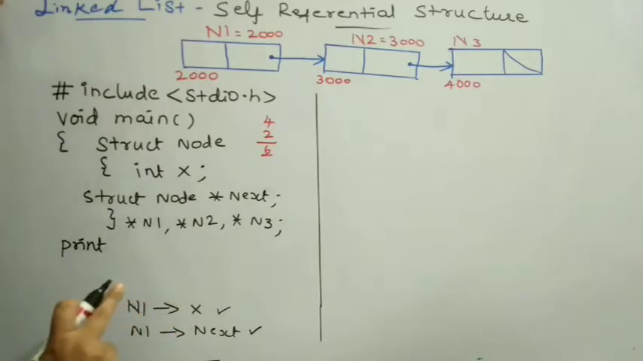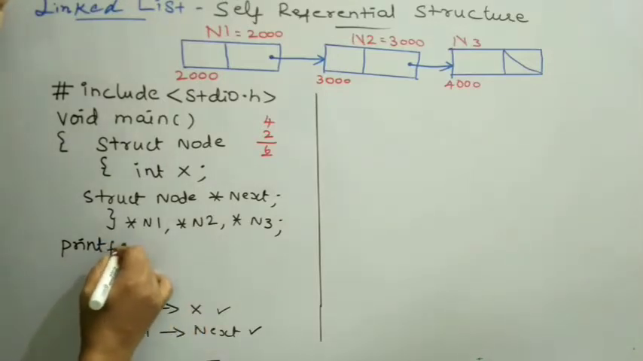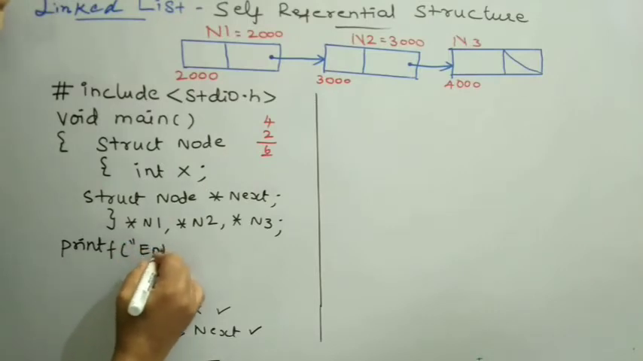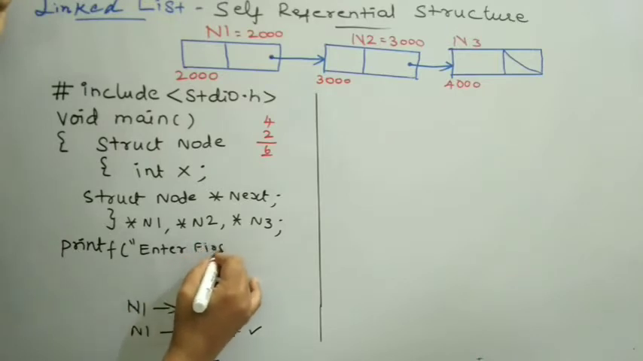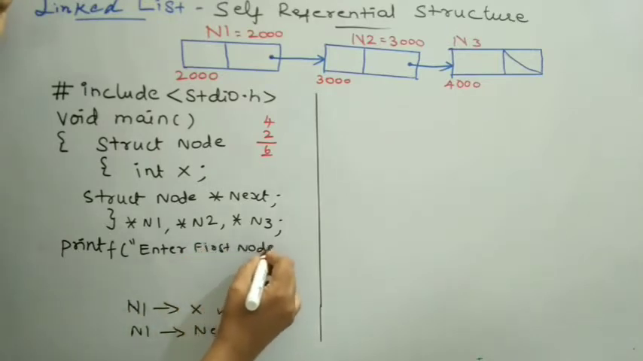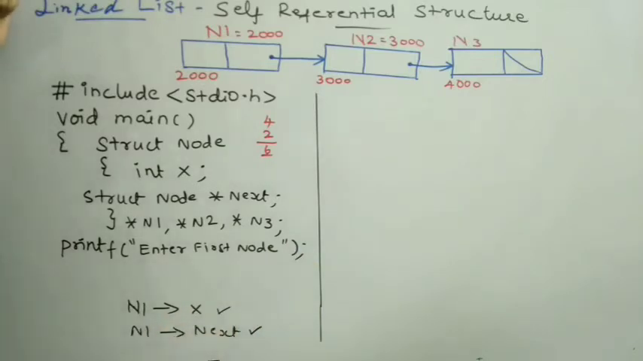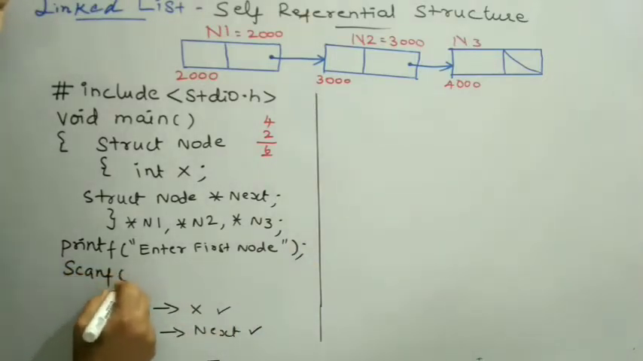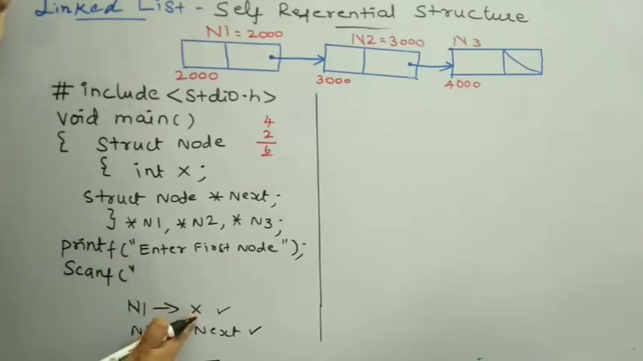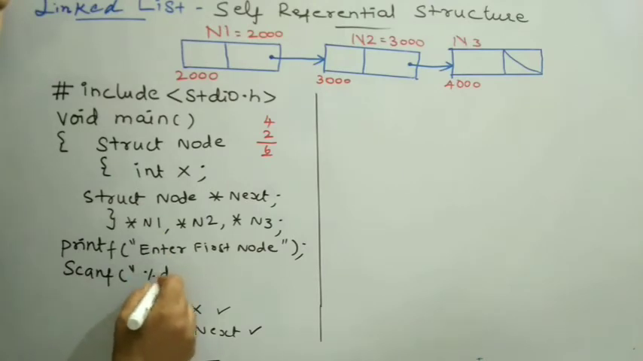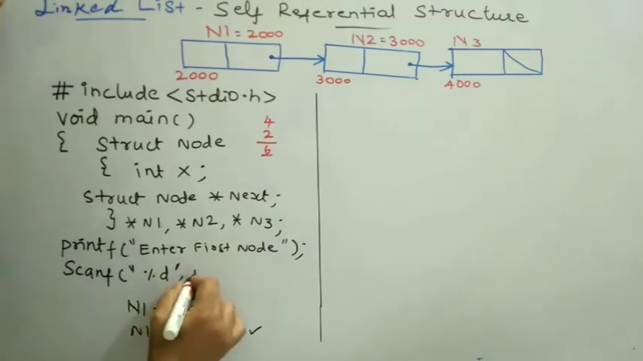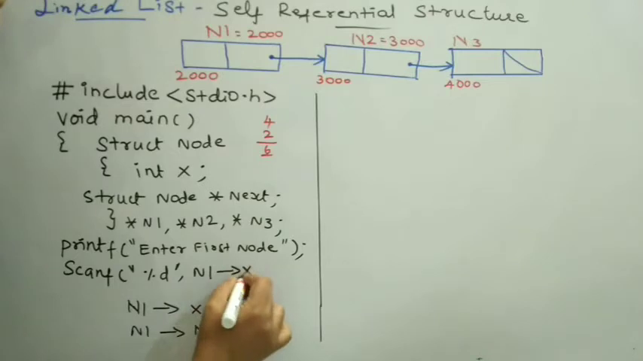When I want to get the value for this data member x from the user, I am prompting a message, enter first node. Let us enter the value for this first node. Since I am getting it from the user, I am using this scanf statement to get the value for this data member x of n1. x is an integer value, so I am using the control string %d, and then n1 arrowhead x.